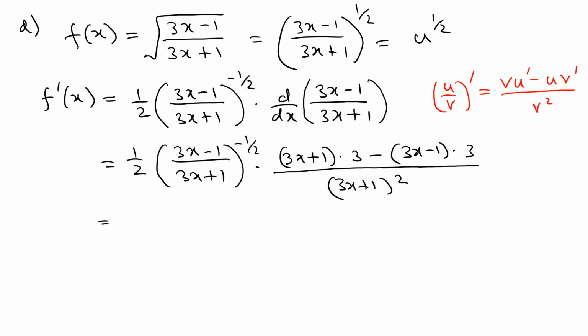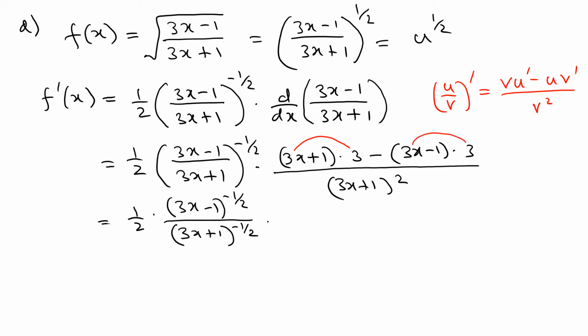So we can simplify this a little bit. Now what I'm going to do is rewrite this one as (3x minus 1) to the negative 1 half and (3x plus 1) to the negative 1 half, because you're going to use that in the simplification. On the top, what will happen: you're going to have 3x times 3, which is 9x, and again 3x times 3, which is 9x, but there's a negative sign, so that means it's going to get cancelled out.